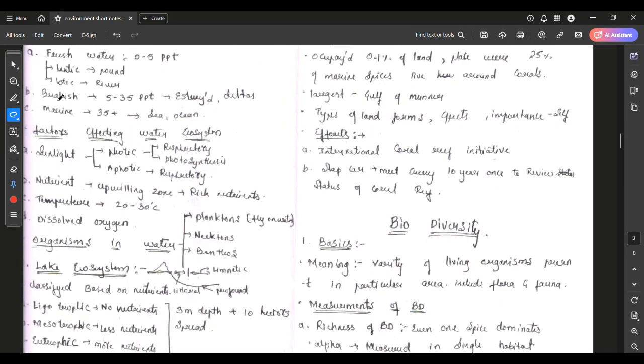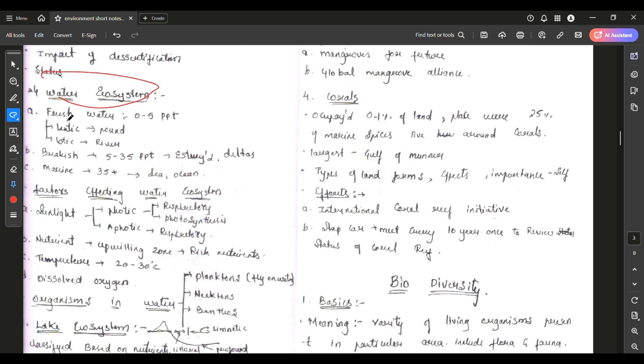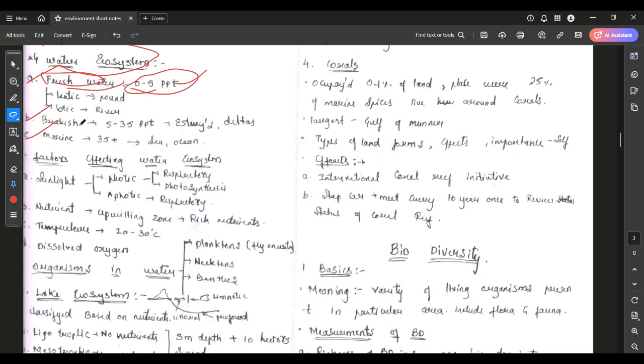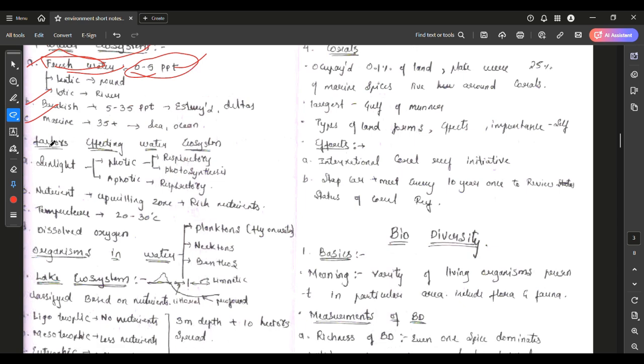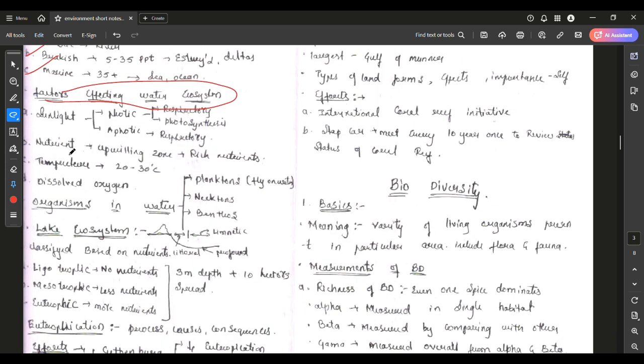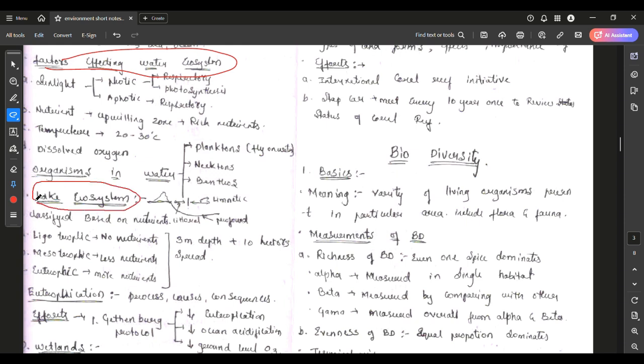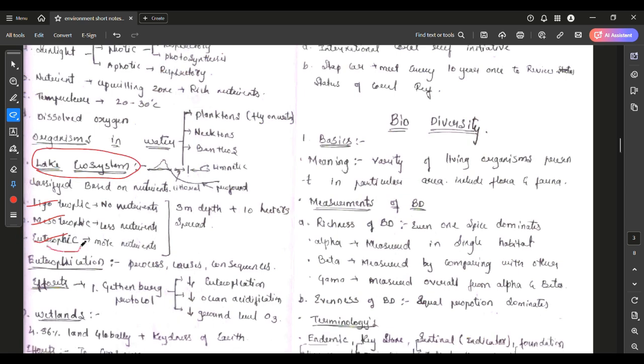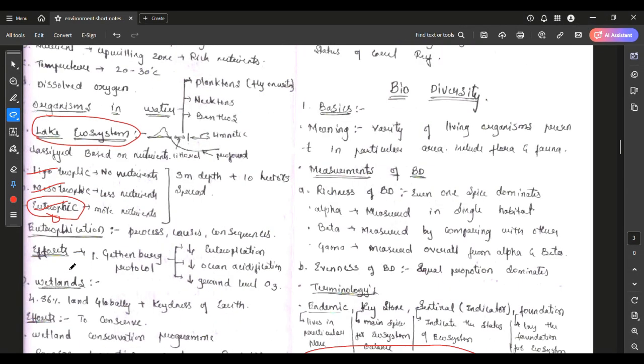I also explained the water ecosystem here. The water ecosystem is classified into three types: fresh water, brackish water, and marine water. I also explained PPT, in the sense of the salt content present in this water. That's why it is classified based on salt content. Factors affecting the water ecosystem, you can see here. I also explained the lake ecosystem. Lake ecosystems are classified into oligotrophic, mesotrophic, and eutrophic. You people are well aware of eutrophic. These are very important questions, and I clearly explained them.